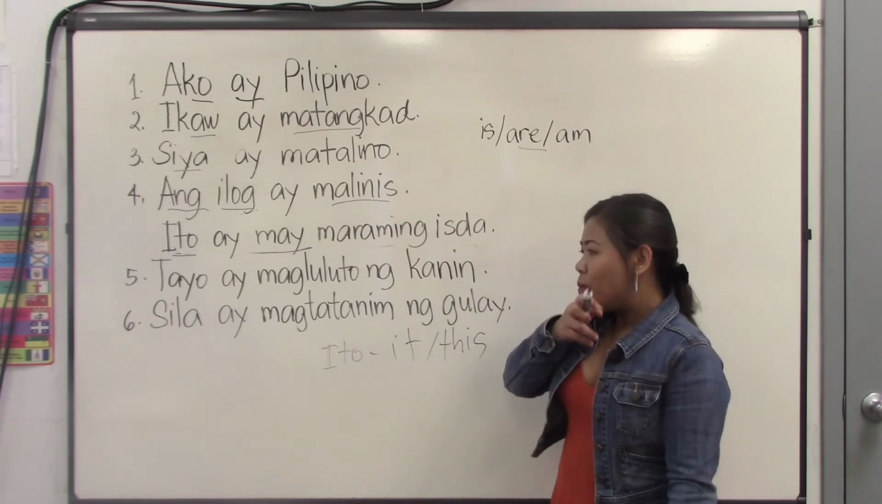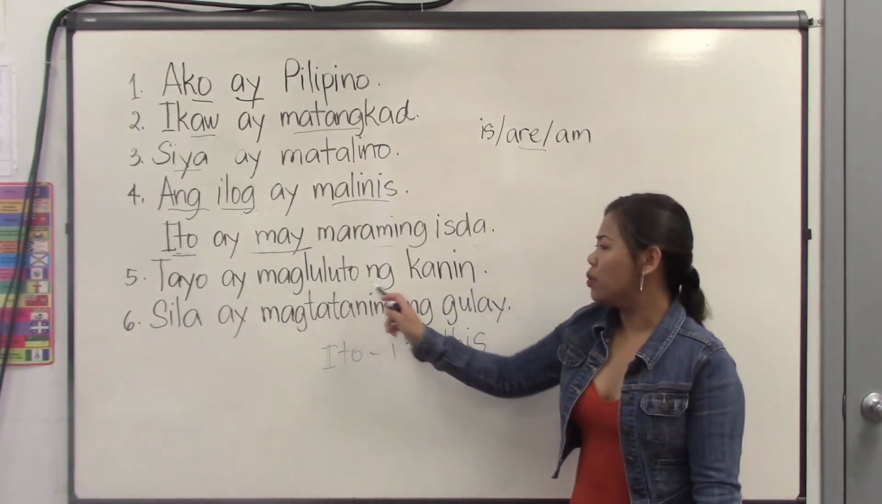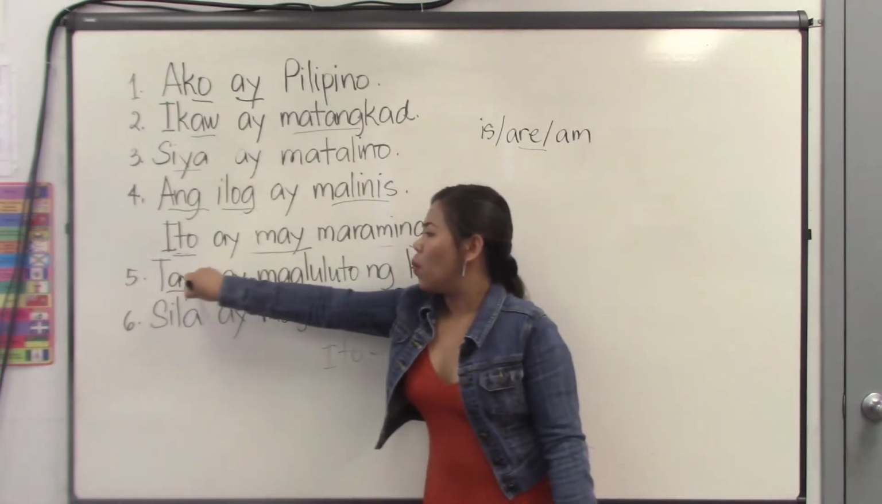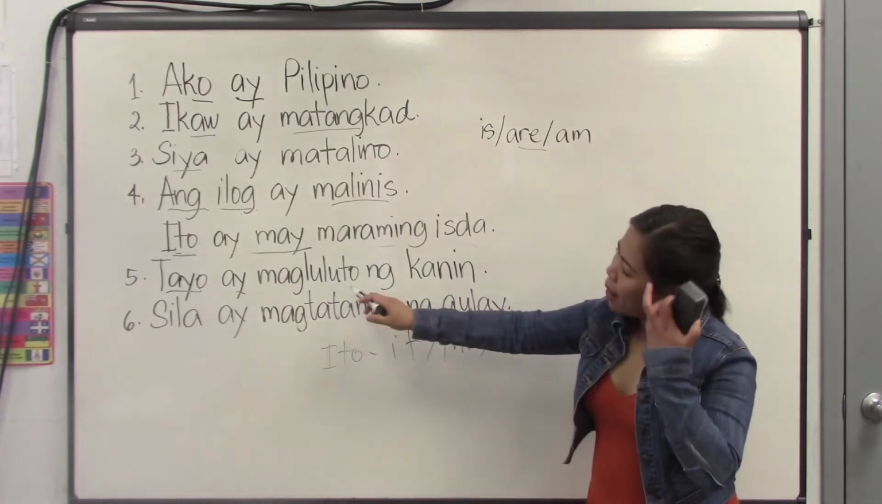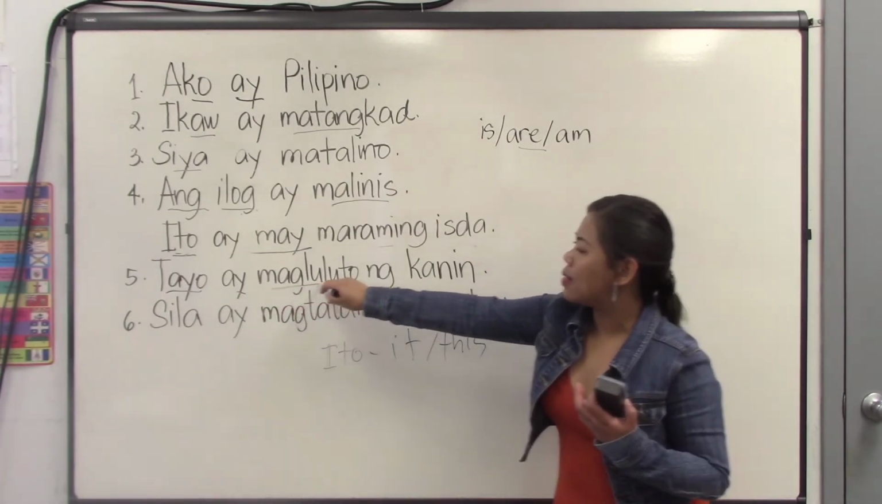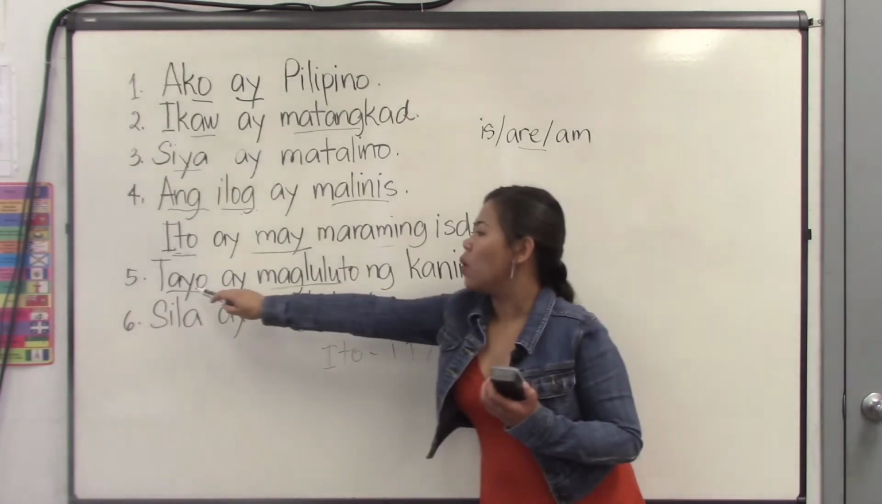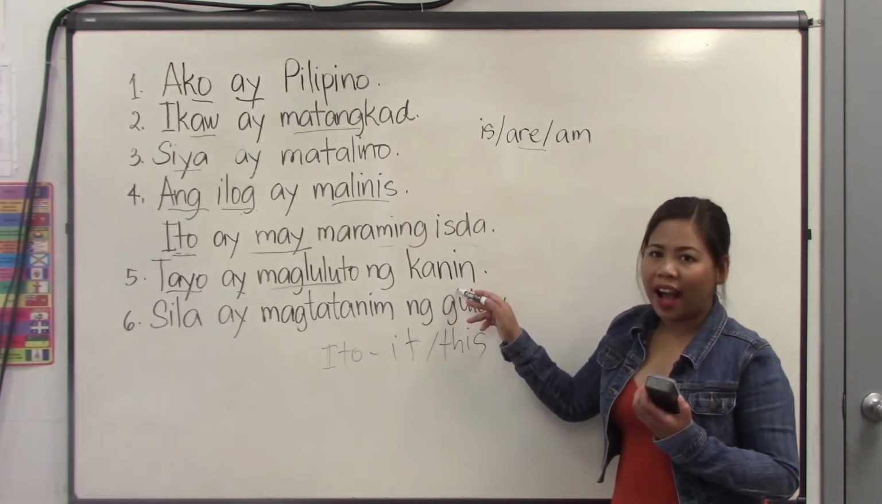So, let's go to the next one. Tayo ay magluluto ng kanin. Tayo is we, right? We are. Magluluto is a future tense for the word cook. Will cook. We will cook rice.